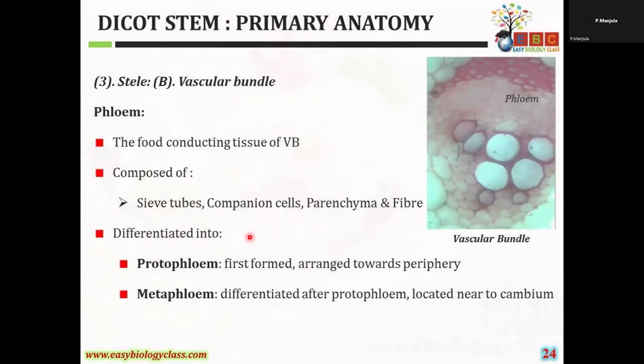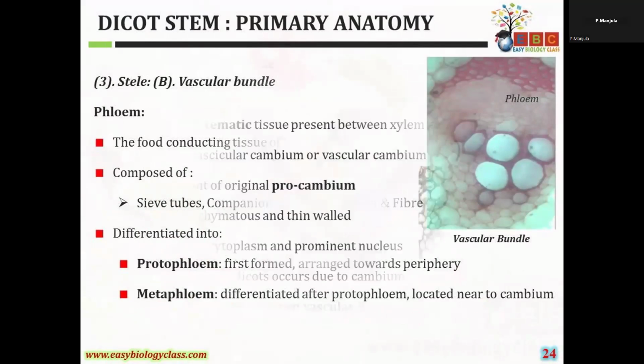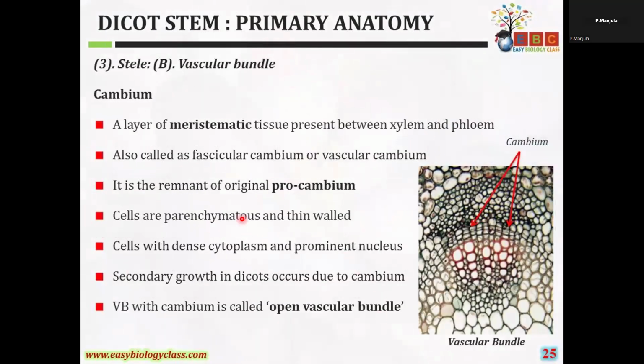Here also it is differentiated into protophloem and metaphloem. Protophloem means first formed and arranged towards the periphery, and metaphloem is differentiated after the protophloem and is located near the cambium. So this point is important: if the cambium is present, then only the secondary growth will take place.